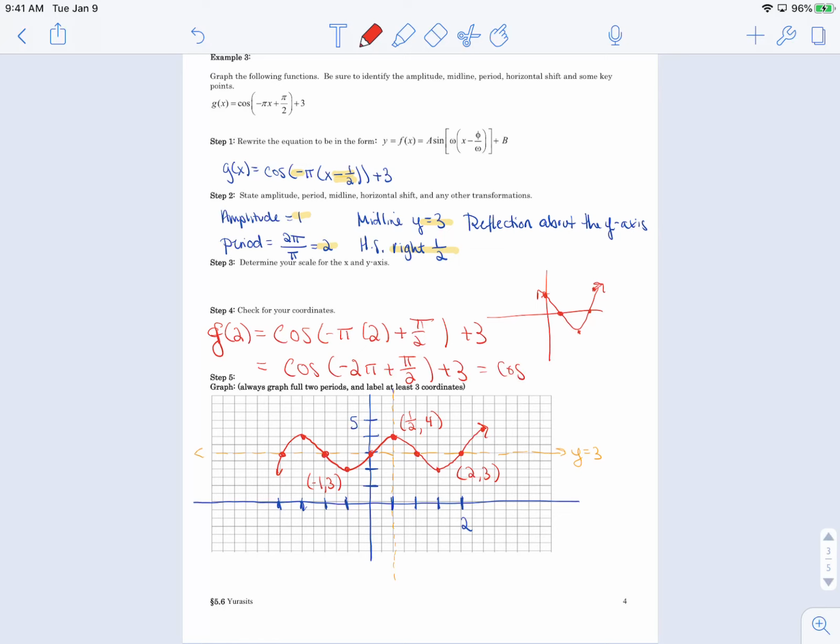Combine what's inside those parentheses and you get negative 3 pi over 2, plus 3. And this right here, if I use my unit circle, that gives me 0. So I get 0 plus 3. So I get 3. And it works.